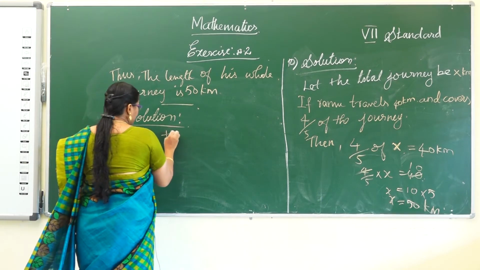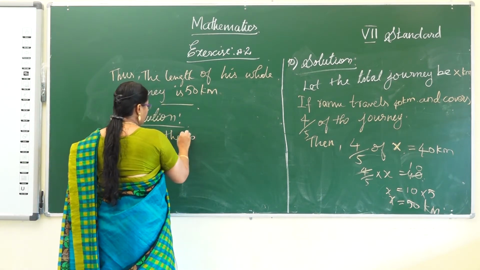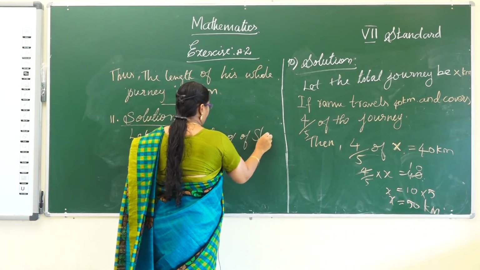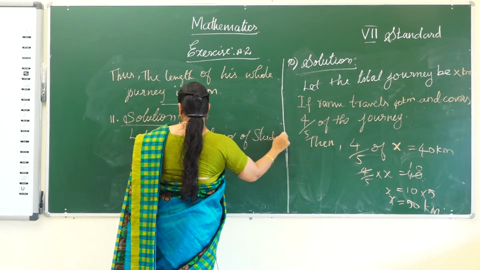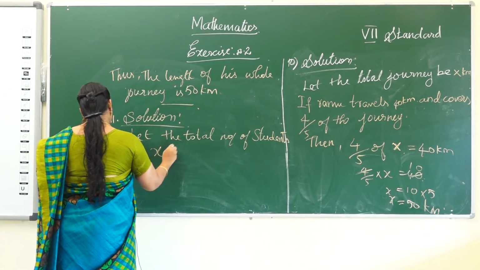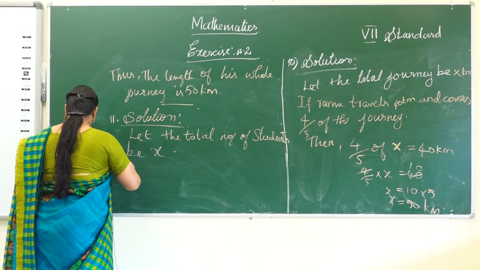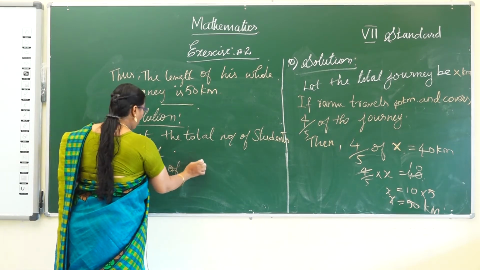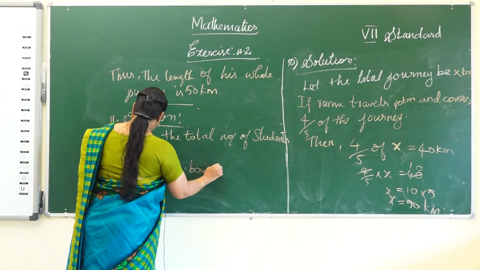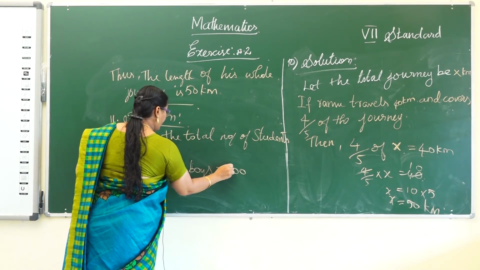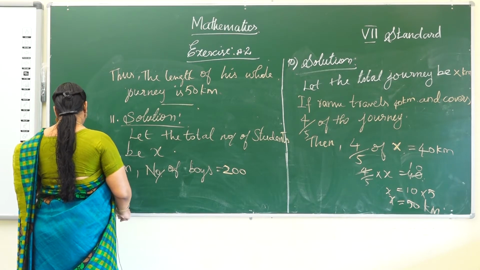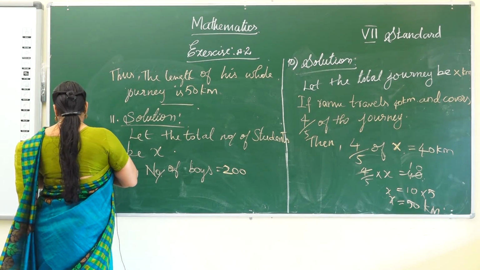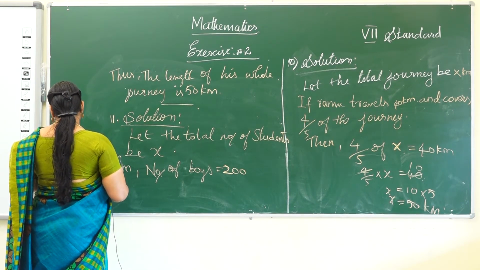Let the total number of students be x. Okay, and what other data are given? Given the number of boys is equal to 200. Okay, and now find out the total number of girls. The ratio is given. What data are given?